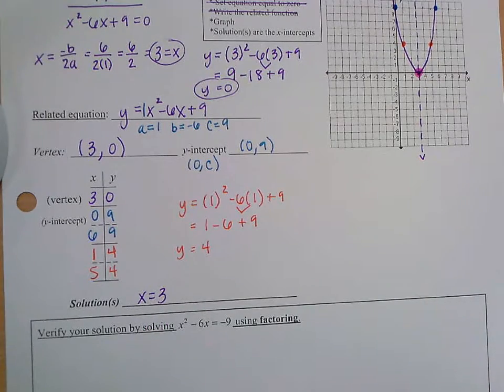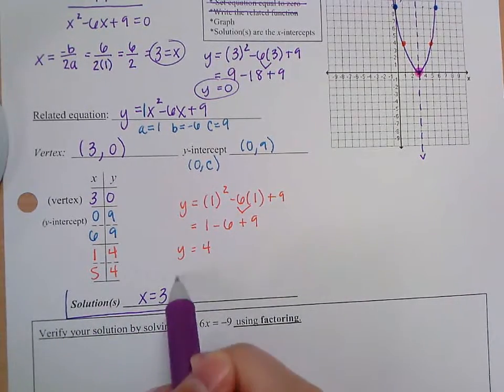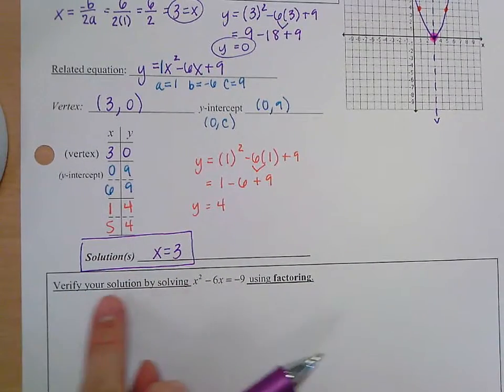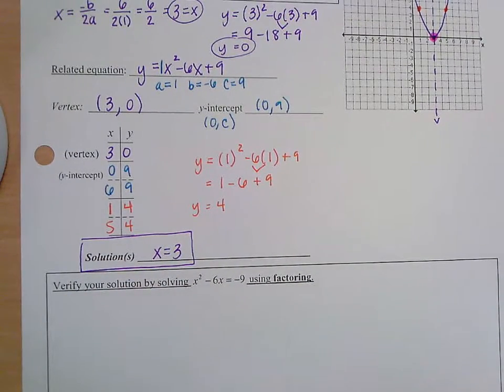We had talked about the first day of 9.2, how you can have 2 solutions if you have 2 x-intercepts, or just 1 solution if there's only 1 x-intercept, or maybe you have no solutions. That's also an option. So my solution is x equals 3. And now it says verify your solution by solving the equation by factoring.